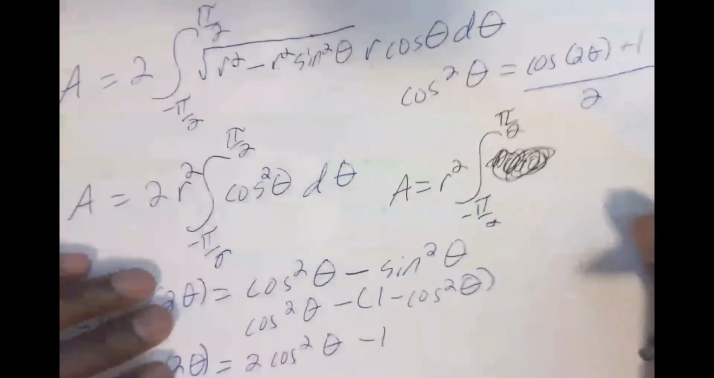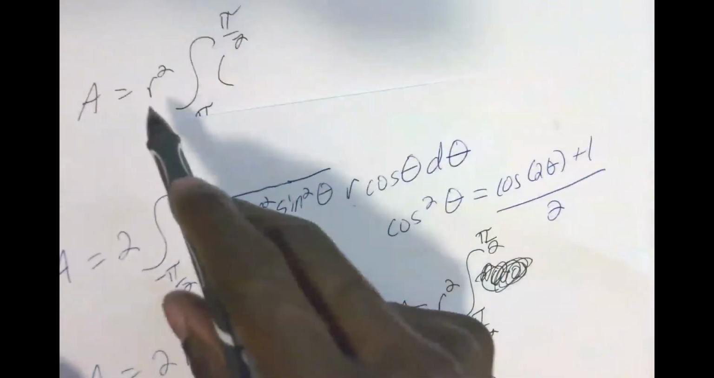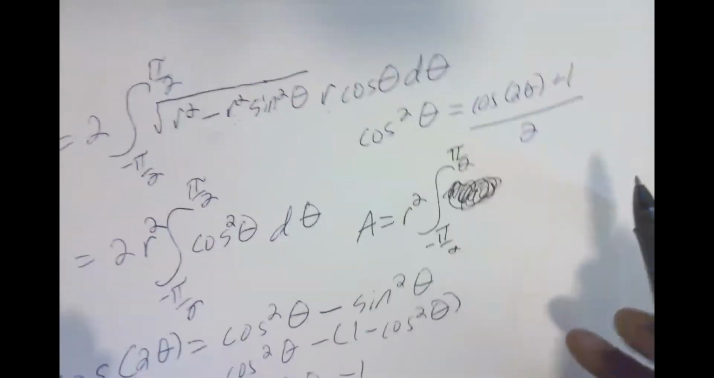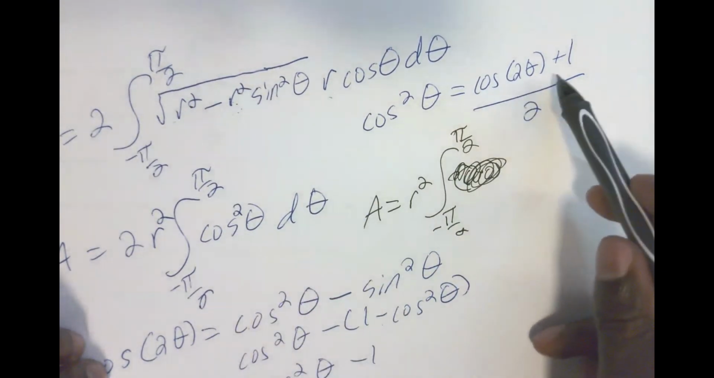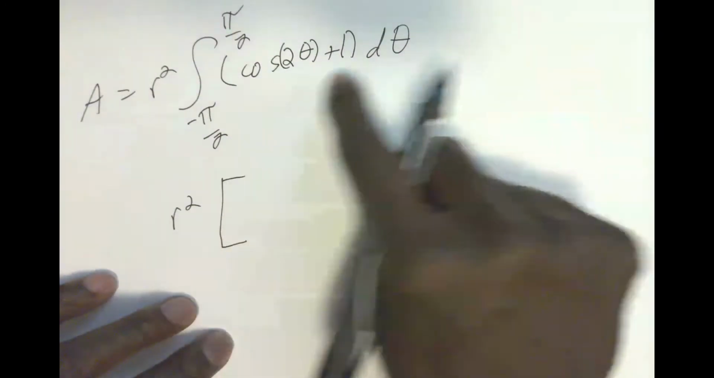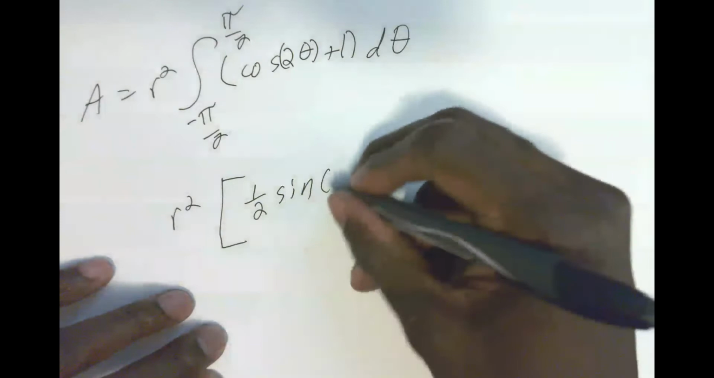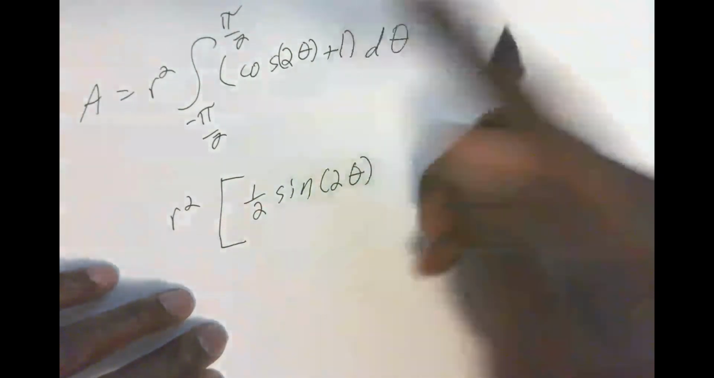So A equals r squared, the integral from negative pi over 2 to pi over 2. And again, just showing what I'm doing, so there's no smoke and mirrors here. So again, I'm plugging in this for cosine squared theta. The 2 here canceled out the 2 there. That's why that's r squared instead of 2r squared. And so what's going to be inside of this integral is going to be cosine 2 theta plus 1 d theta. All right, so now it can be easily integrated. R squared. The integral of cosine 2 theta is 1/2 sine 2 theta. And the integral of 1 is theta.